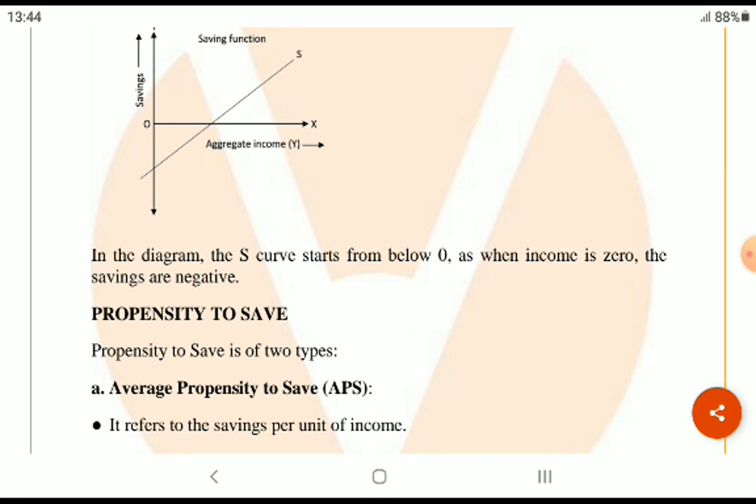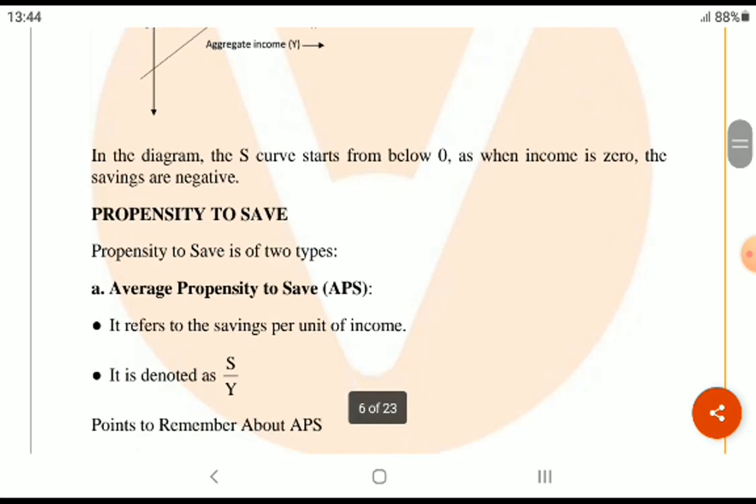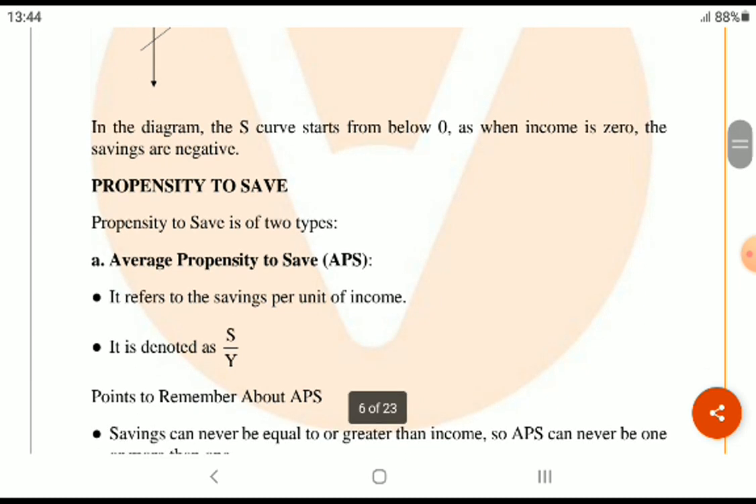Next is propensity to save. Propensity to save is of two types. Average propensity to save, APS, refers to the savings per unit of income. It is denoted as S by Y.